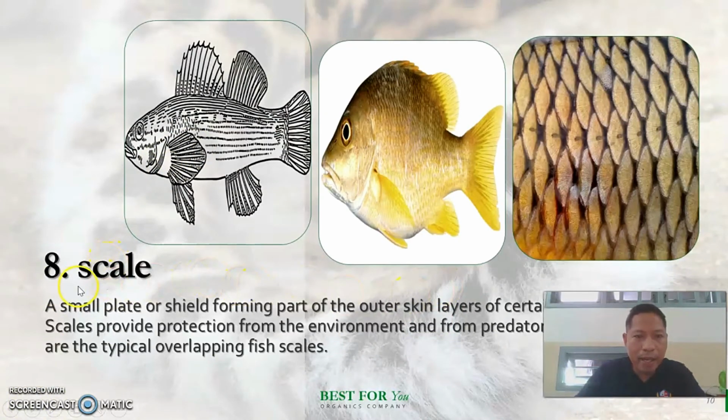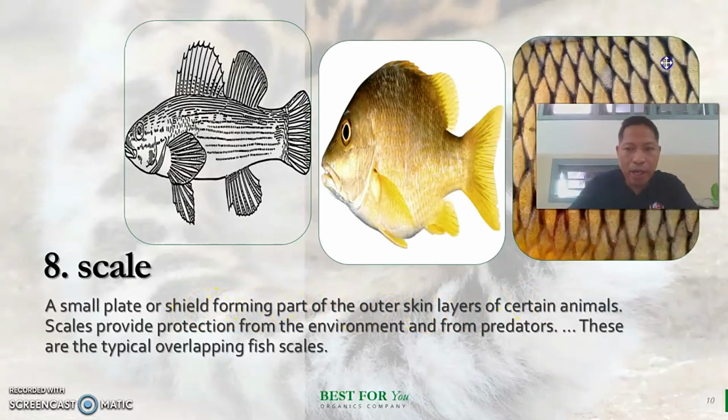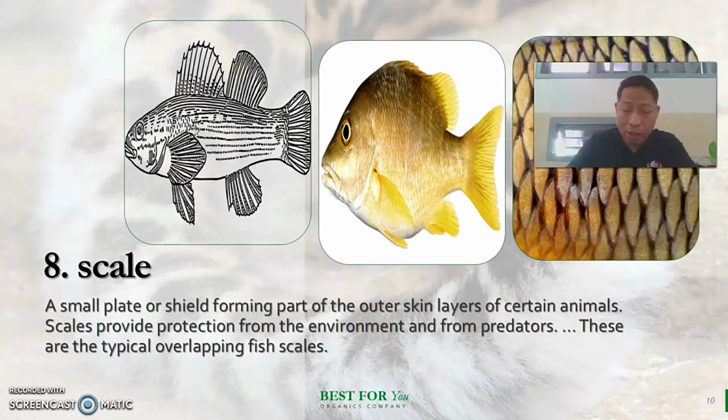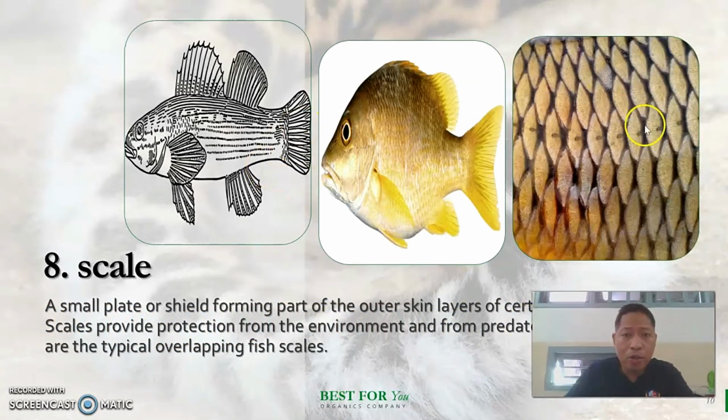Scale. Everybody say scale. Scale, a small plate or shell forming part of the outer skin layers of certain animals, and the scales provide protection from the environment and from the predators. Not all animals have scales, only fish. So we have fish here, and this is the typical overlapping fish scales of the animals. Again, spell S-C-A-L-E, scale.